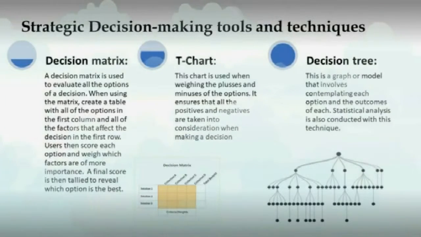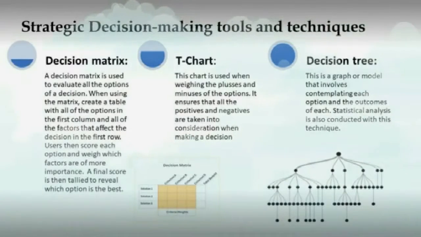Next we will move on to strategic decision-making tools and techniques. Decision matrix. A decision matrix is used to evaluate all the options of a decision. When using the matrix, create a table with all of the options in the first column and all of the factors that affect the decision in the first row. Users then score each option and weigh which factors are of more importance. A final score is then tallied to reveal which option is the best.